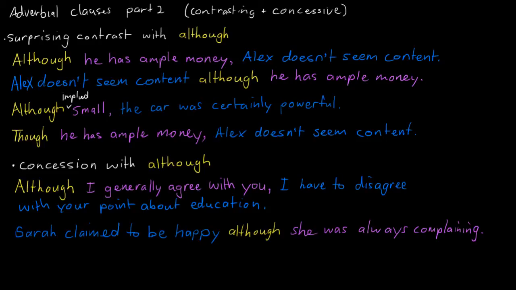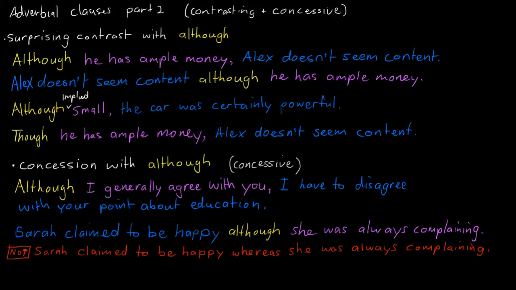Let's look at another case. Sarah claimed to be happy, although she was always complaining. So if you're happy, you wouldn't complain. They directly contradict each other. This is an unhappy person, yet in the first clause, you claim that she was happy. You see, here you're saying that he doesn't seem happy, but over here you just said he had lots of money. You didn't say that he wasn't happy. So that is the difference between a contrast or a surprising contrast and a concession. With concessions, there's a real direct contradiction between what you're saying.